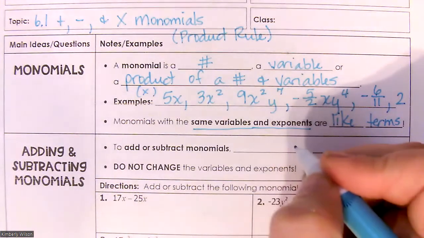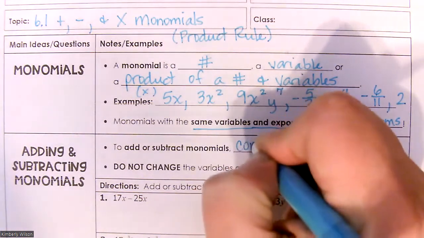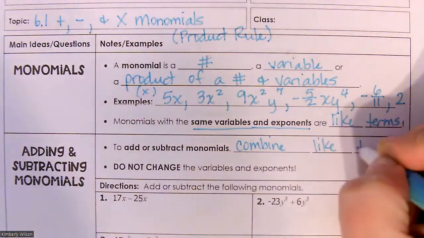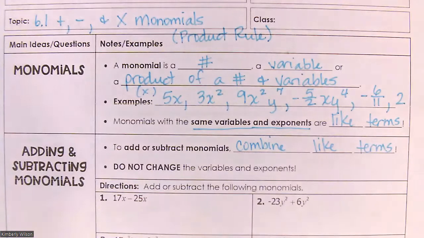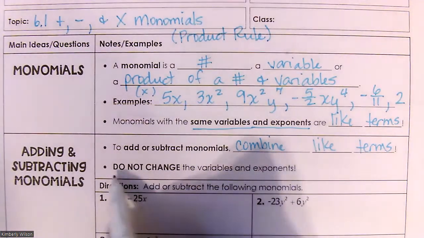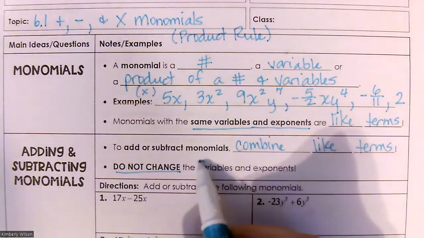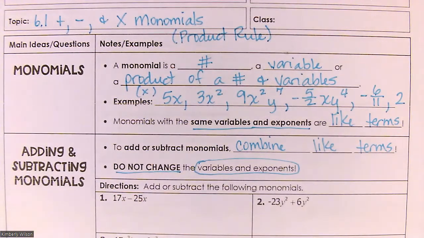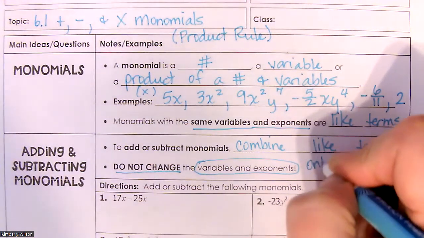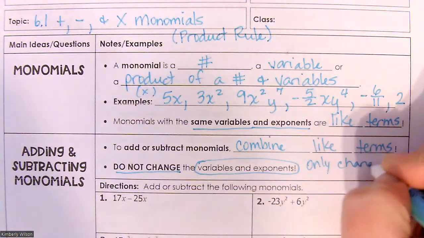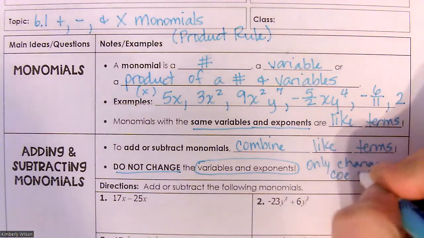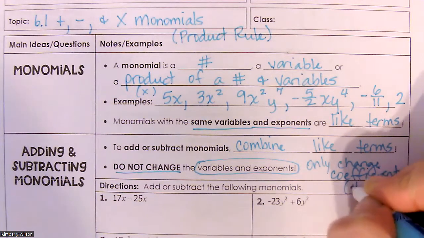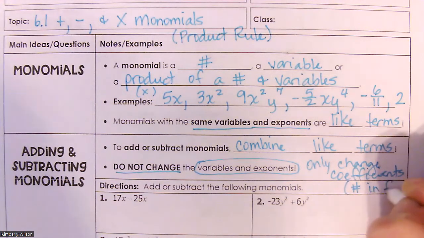So to add or subtract monomials, you combine like terms. You do not change the variables and exponents. The only thing that changes is the coefficient. Only change the coefficient, which is the number in front.